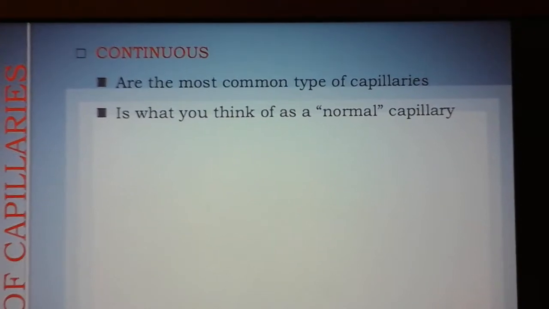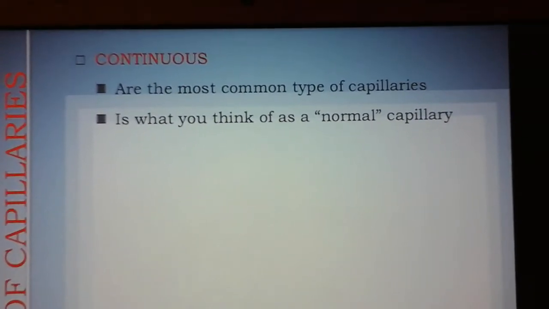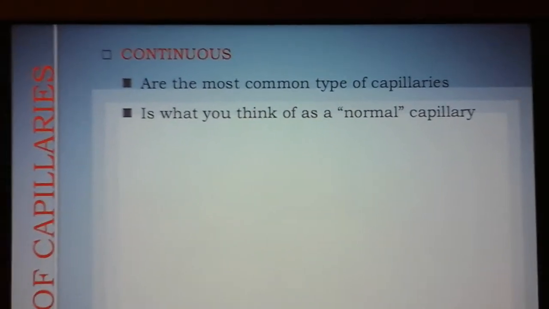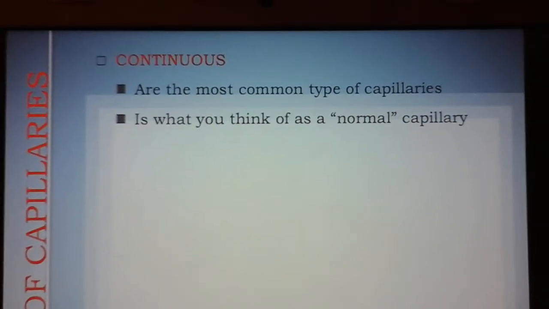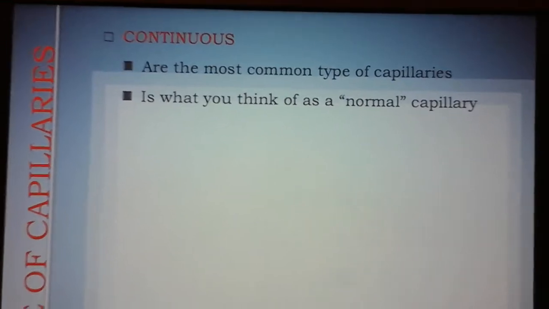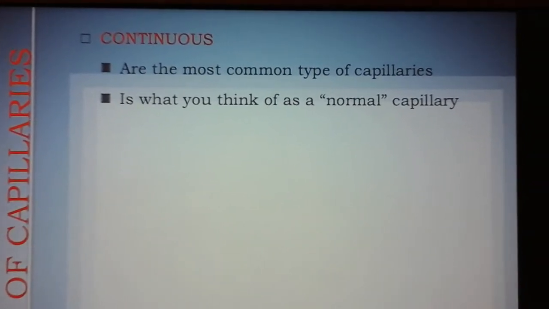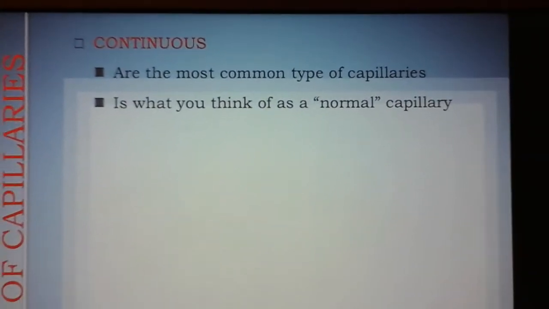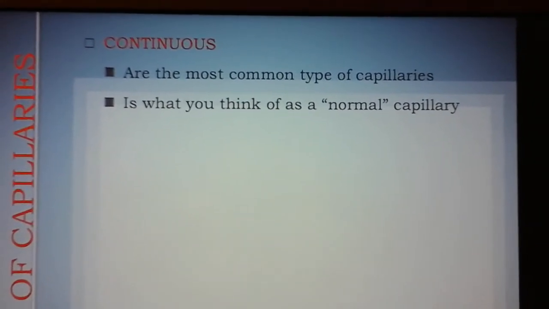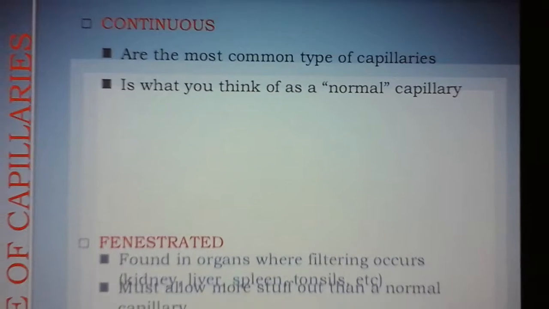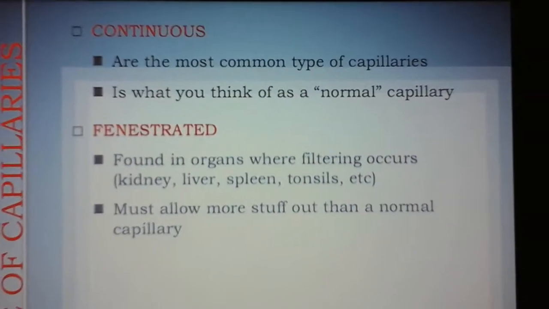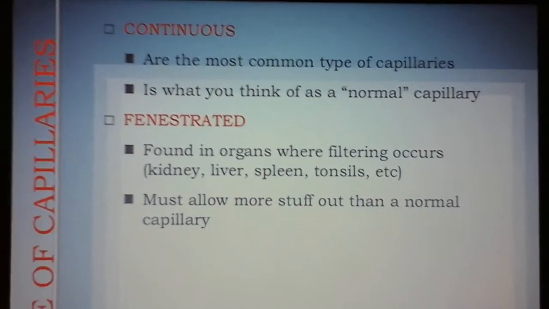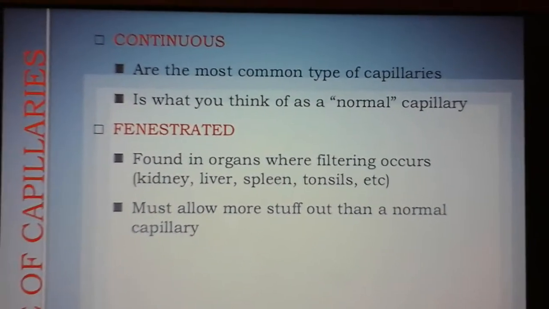Now, in the case of capillaries, this is where diffusion and osmosis should take place. Well, some of your organs filter. So you need to have more stuff come out of your blood vessels in those organs than you would in a regular organ. So you have a special type of capillary. These capillaries are called fenestrated. Remember, fenestrated for filter. So these capillaries are found in organs where filtering occurs.